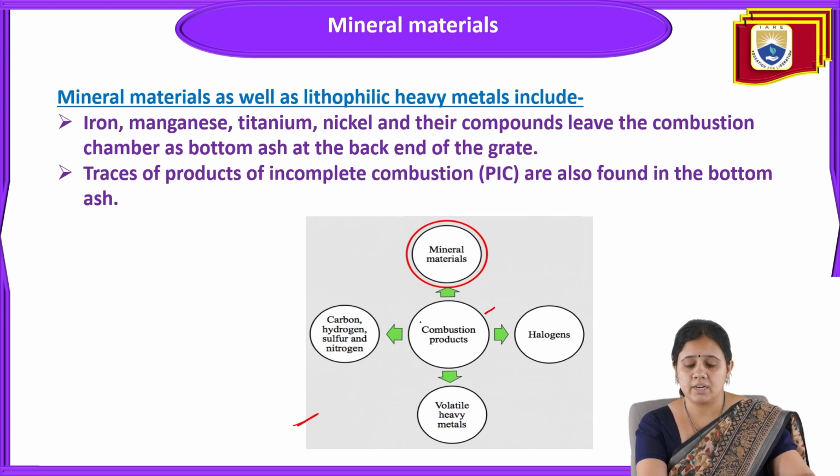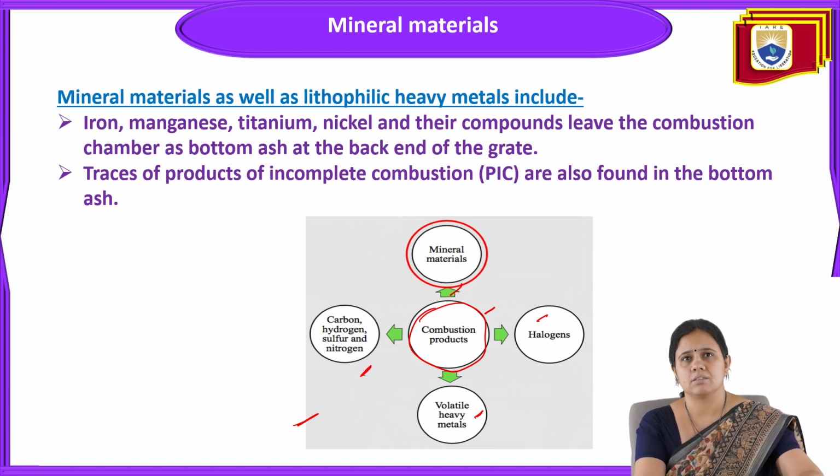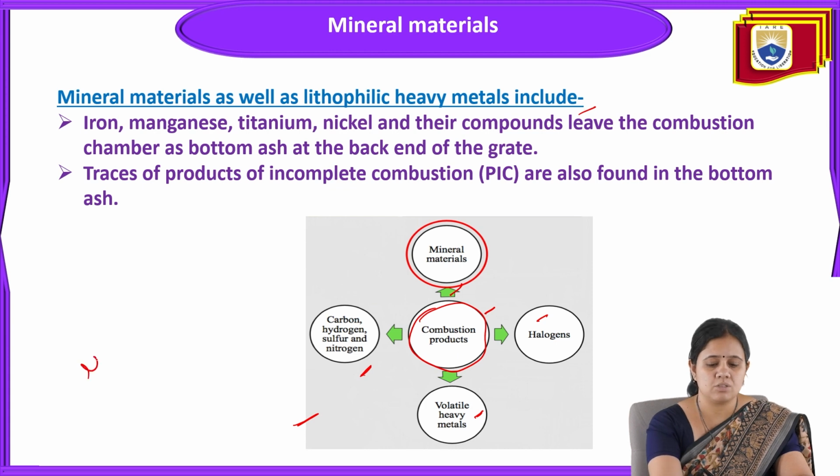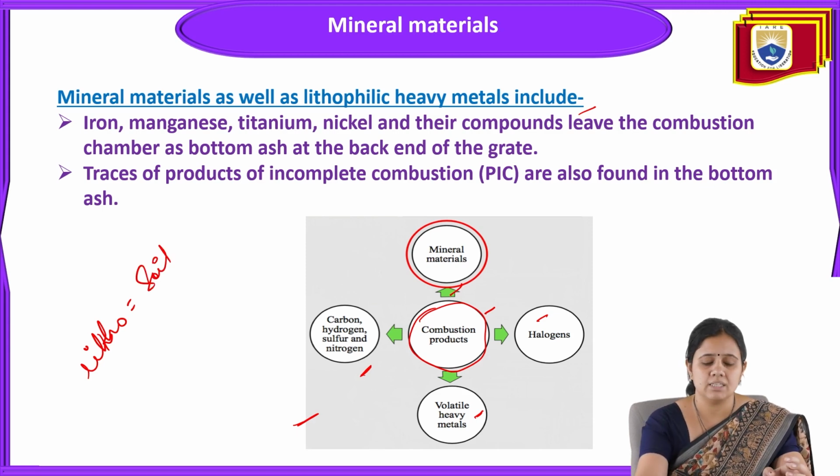The combustion product has four wings. First are mineral materials, then halogens, volatile heavy metals, and carbon, hydrogen, sulfur and nitrogen. First we'll talk about the mineral materials, as well as lithophilic heavy metals. Litho means soil, litho is equal to soil. So lithophilic means soil-loving; philic means loving.